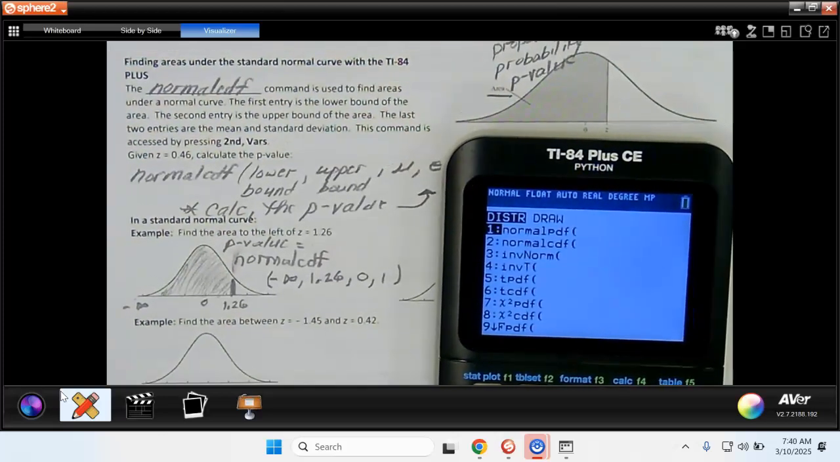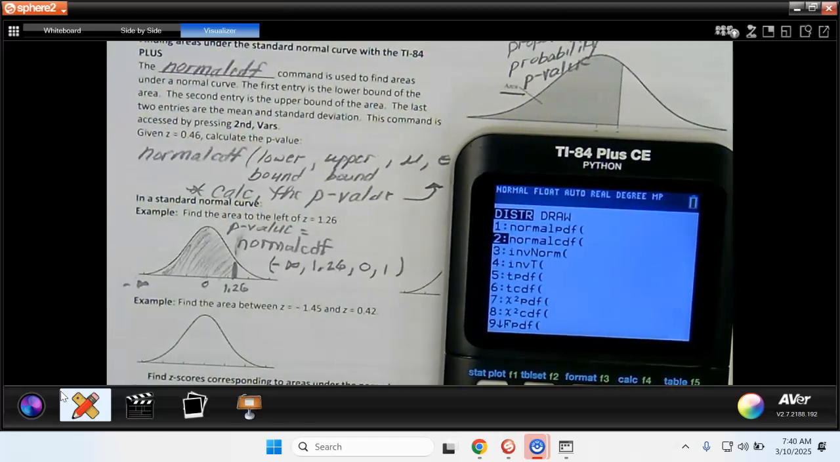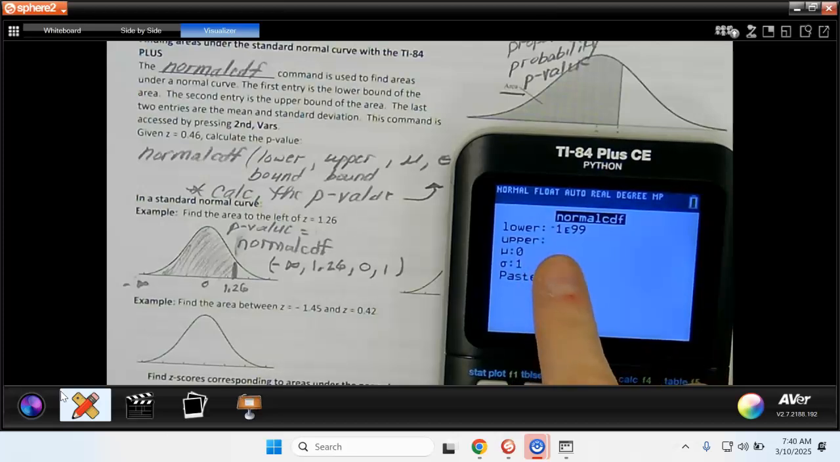Go to your second bars, normal CDF. Normal CDF is right here at number 2. Hit enter, and right here you're going to be able to tell if you have a newer or older version. Now, this defaults to this -1E99. That's negative infinity, basically. It's in scientific notation. If you have an older calculator, just put like -1,000,000 or something.